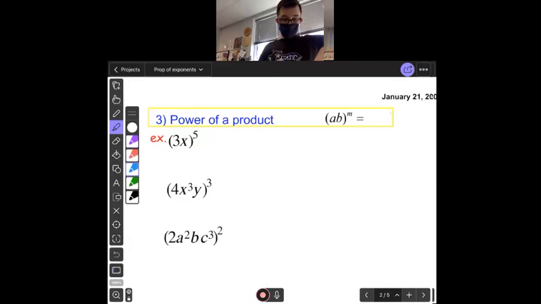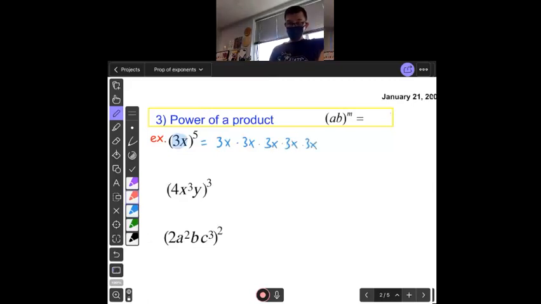Looking at what does it mean to take something to the 5th power? Well, that means I write it out 5 times, multiplying it each time. What do I have here? I have 5 3s. So that means I have 3 to the 5th. I also have 5 x's, which means that's x to the 5th.